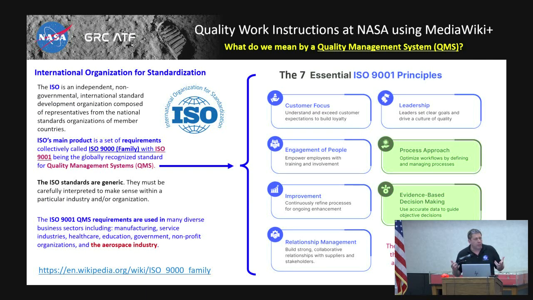So now we get into the entry point of the whole conversation of quality work instructions. The idea of a quality management system is essential to what we do and the products and services that we provide to our customers.